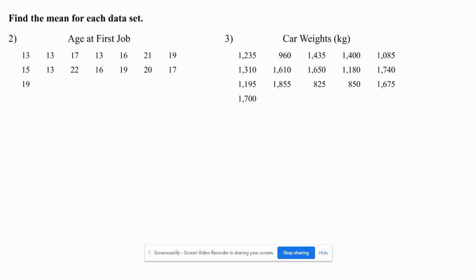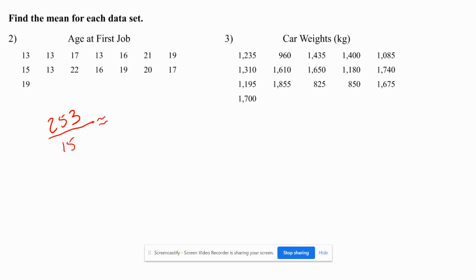So let's take a look at something like this. Find the mean of each data set. We have a bunch of numbers here, and I'm going to use a calculator to solve this. Now I'm going to add all my numbers: 13 plus 13 plus 17 plus 13, and so on. I type them in on a calculator and I happen to get 253. I noticed there are 15 numbers total because I counted how many numbers I have. So I'm going to divide this by 15.